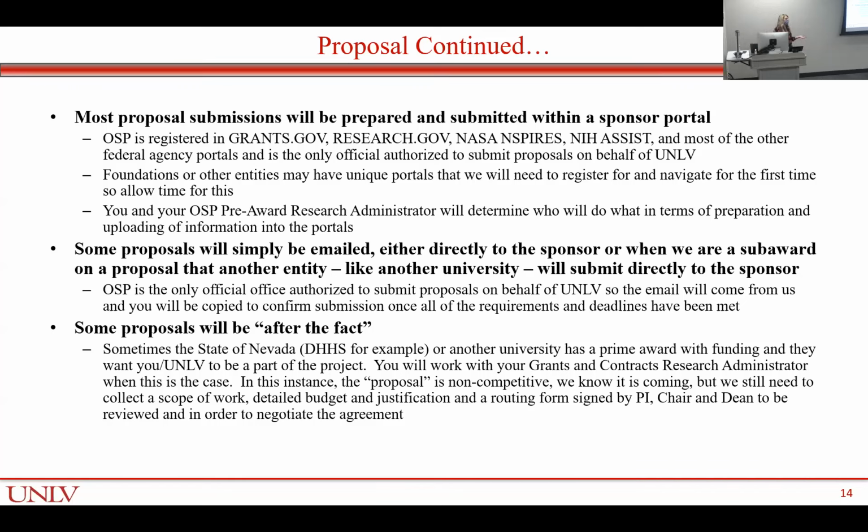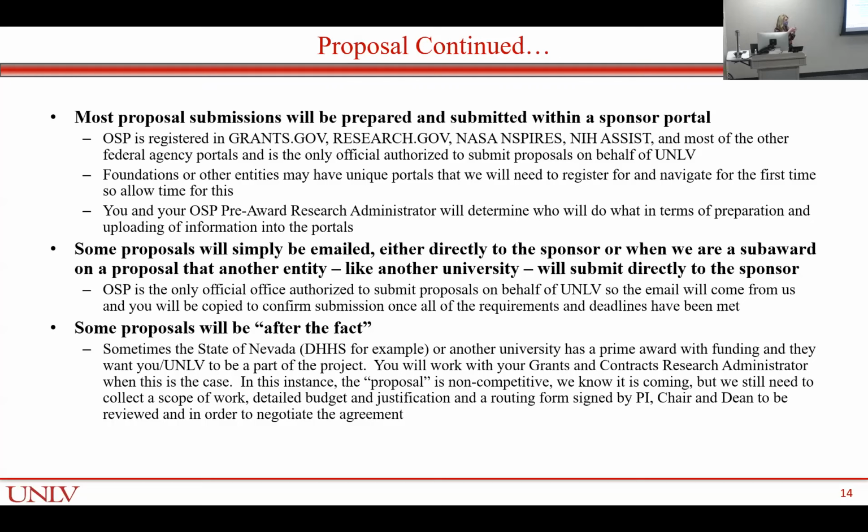So sometimes the state has already been talking to you and you've already negotiated that you're going to be doing something. We don't know anything about it until the agreement comes in. Well, for our records, we're going to need a proposal. And when we say proposal, you must have submitted something to the state or at least talked about it, or they wouldn't be interested. So you have to have at minimum a scope of work, even if it's a paragraph, budget and budget justification, and a routing form, which means you signed as your PI, your chair and dean signed that they know what you're doing.